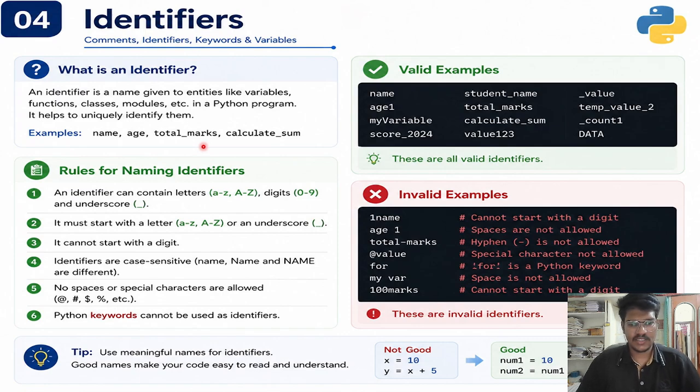Here is a good practice tip. Always use meaningful names for identifiers. Good names make your code easy to read and understand.